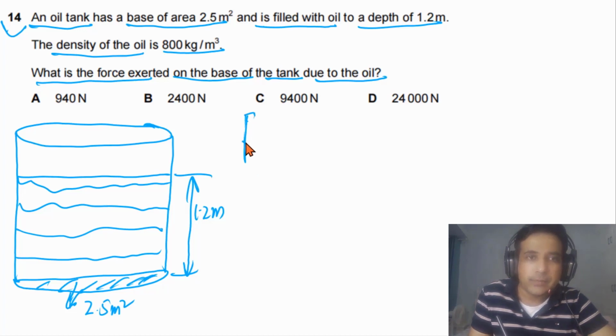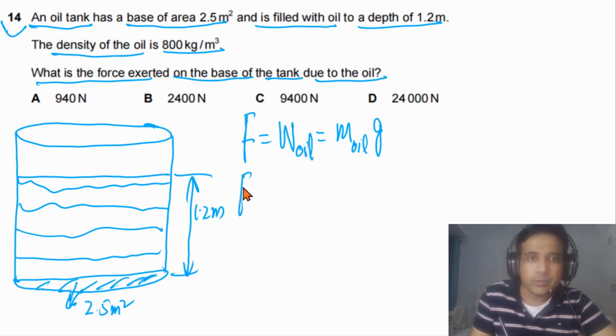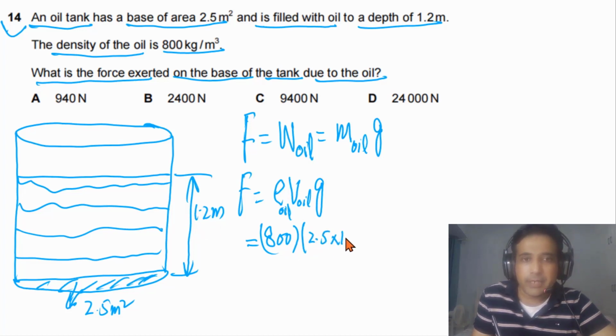So the force at the base is simply equal to weight of oil, and weight of oil is equal to mass of oil times G. So force in this case simply we can write down is equal to rho times V times G. Rho is the density of oil and V is the volume of oil. And density of oil is given to us, that is equal to 800. And volume of oil we can write down 2.5, means the base area, multiplied by depth.